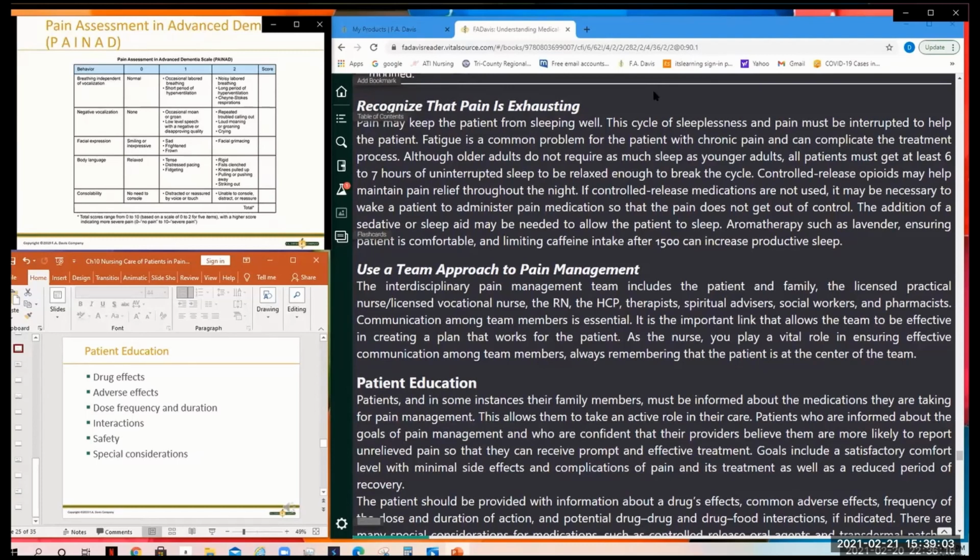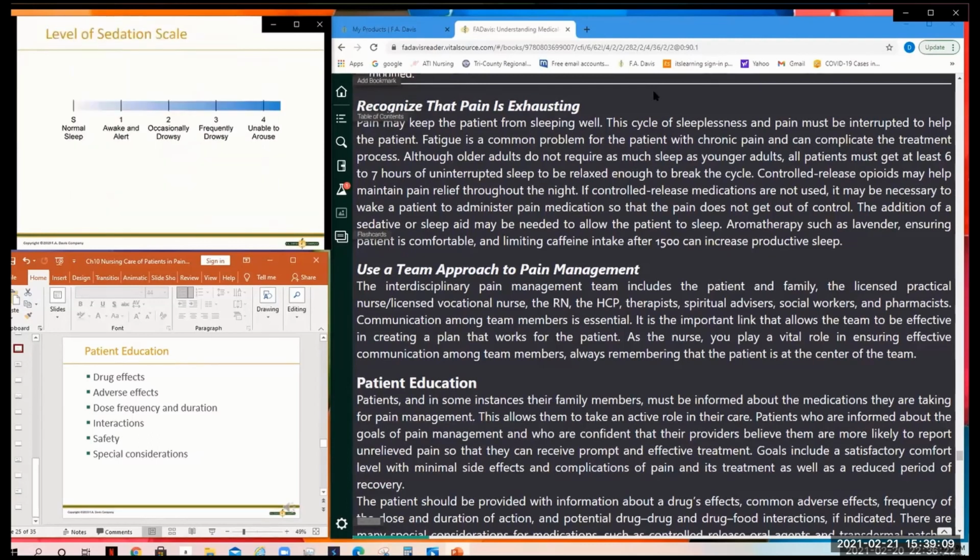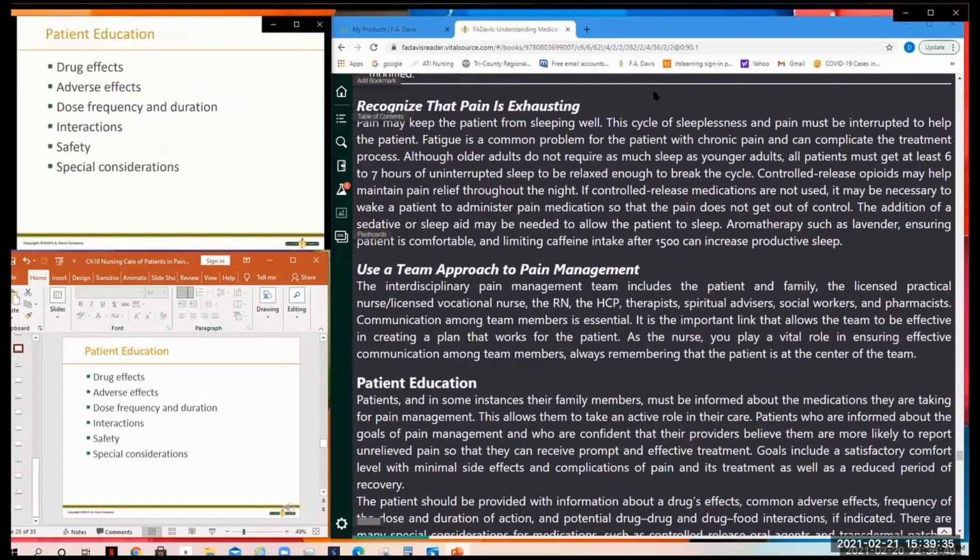Controlled release opioids may help maintain pain relief throughout the night. If controlled release medications are not used, it may be necessary to wake a patient to administer pain medication so that the pain does not get out of control. The addition of a sedative or sleep aid may be needed to allow the patient to go to sleep. Aromatherapy, such as lavender, ensuring the patient is comfortable, and limiting caffeine intake after 1500 can increase productive sleep.